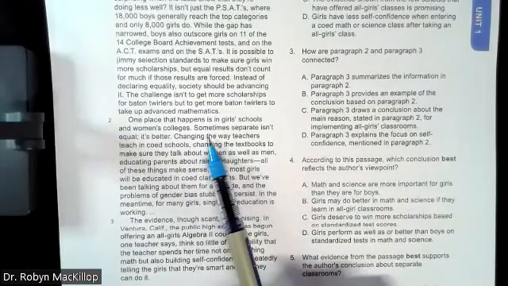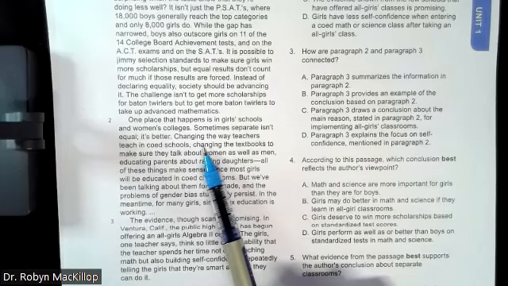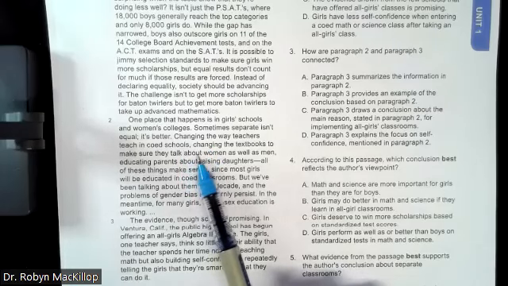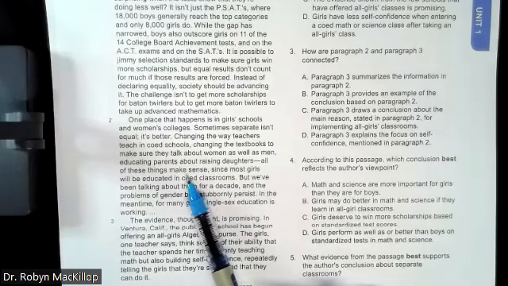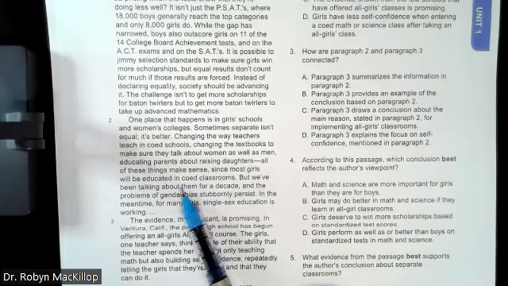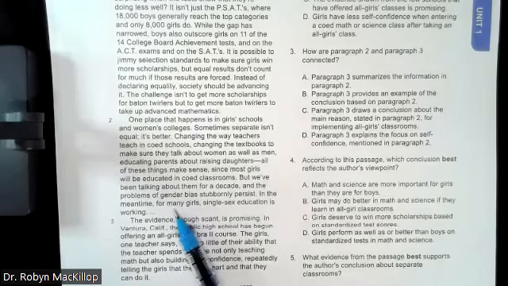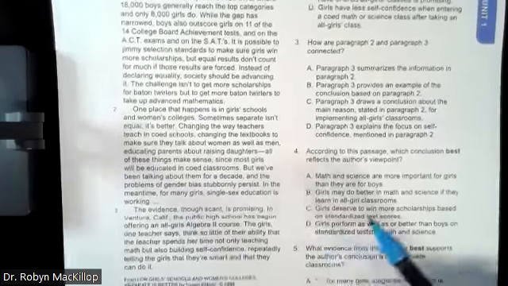One place it happens is in girls' schools and women's colleges. Sometimes separate isn't equal, it's better. Changing the way teachers teach in co-ed schools, changing the textbooks to make sure they talk about women as well as men, educating parents about raising daughters. All of these things make sense since most girls will be educated in co-ed classrooms. But we've been talking about them for a decade, and the problem of gender bias stubbornly persists. In the meantime, for many girls, single-sex education is working.